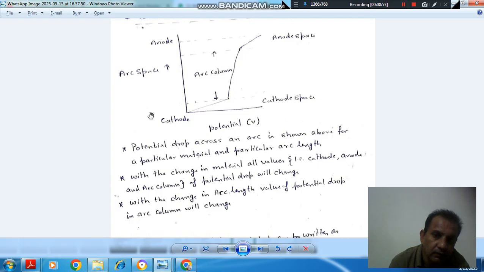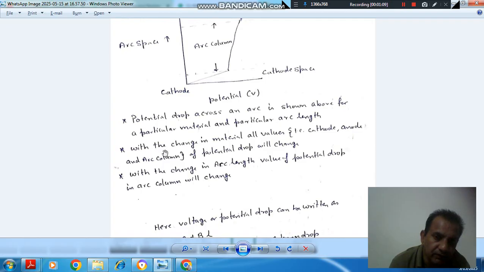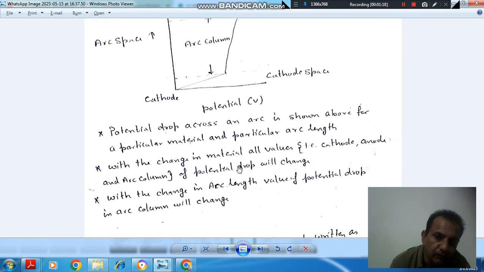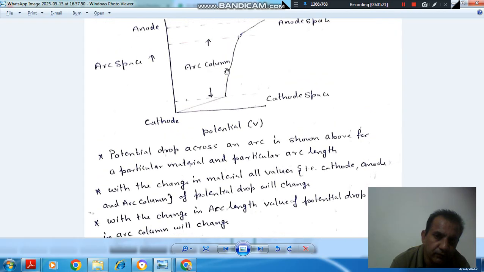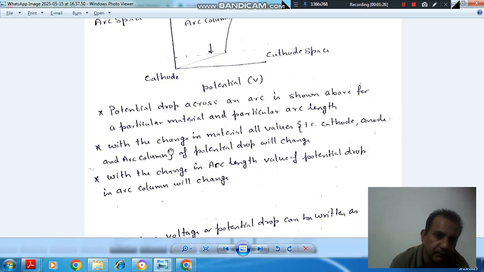Reading this, the potential drop across an arc is shown above for a particular material and particular arc length. Second point is, with the change in material, all values of potential drop, that is cathode, anode and arc column, will change. So this potential drop will change, this potential drop will change, and this potential will change for a change in material. With the change in arc length, the value of potential drop in the arc column will change.